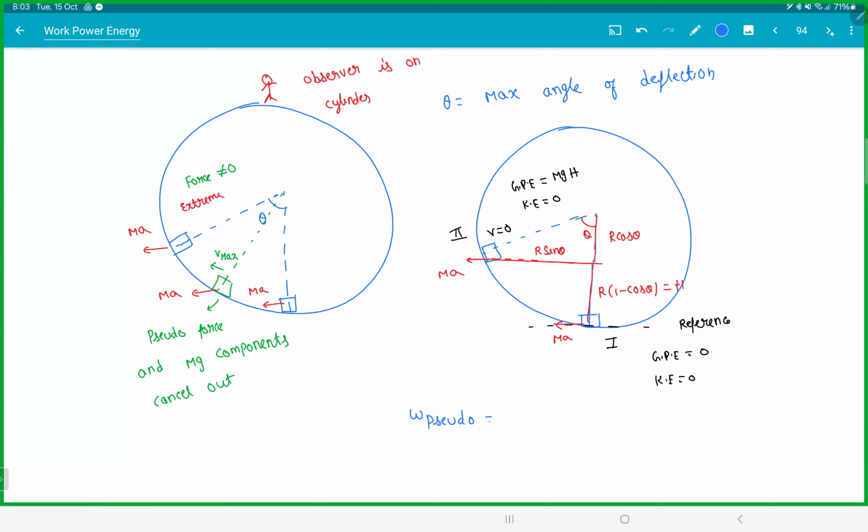So the work done by pseudo force is ma into displacement, which is r sin theta. This is equal to energy in state 2 minus energy in state 1. There is no other force. Let me show it on the next page, but have a look at this. Any doubts on the equations, please ask. Clear, everyone?